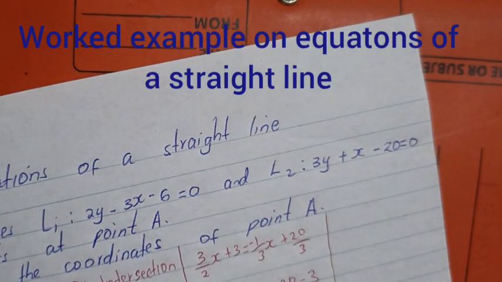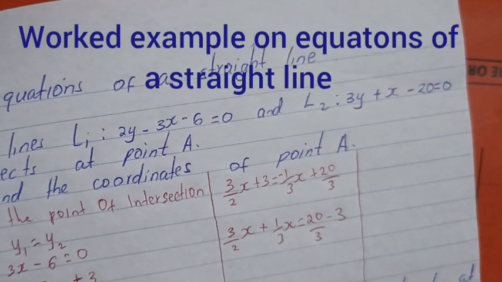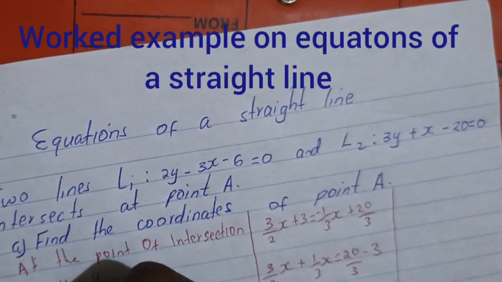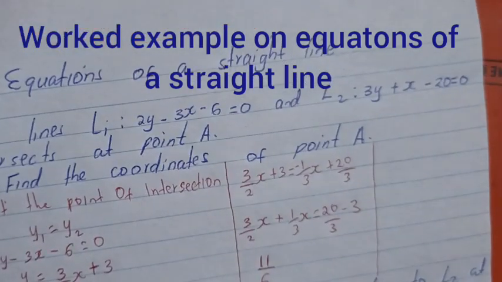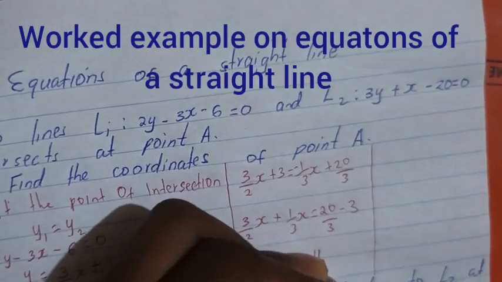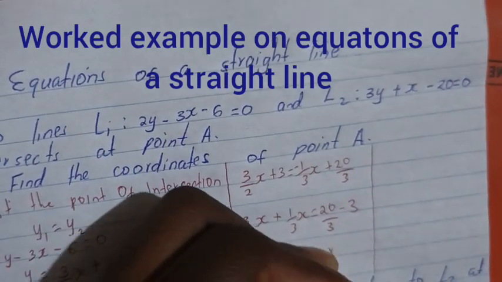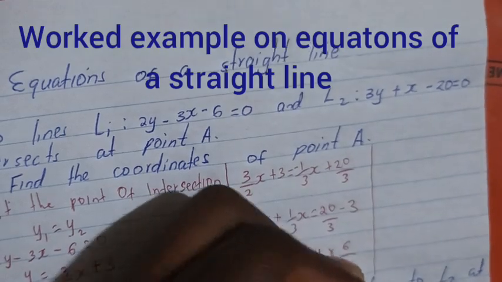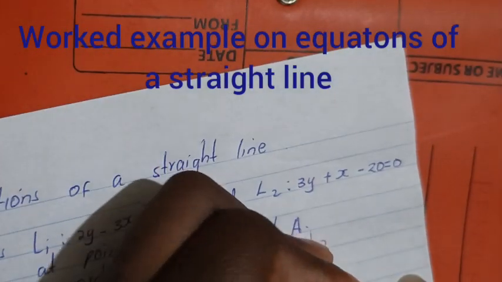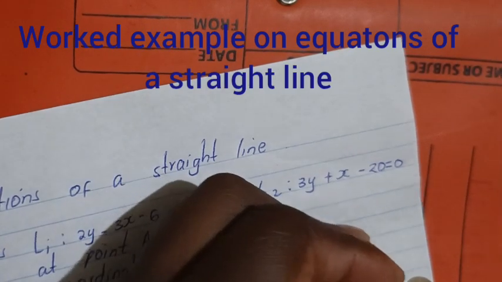In this case, you can pause for a moment and use your calculator to get the value of x, whereby the coefficient of x is 11 over 6. So 11 over 6 of x is equal to 11 over 3, multiplied by 6 over 11, and that means the value of x should be 2.